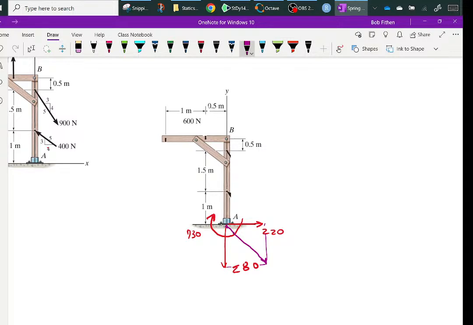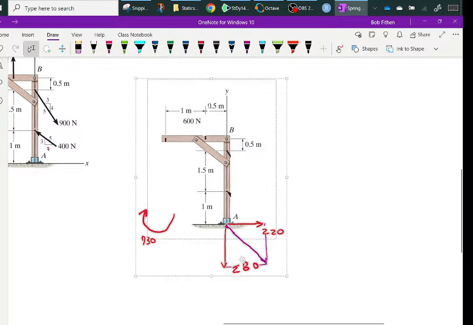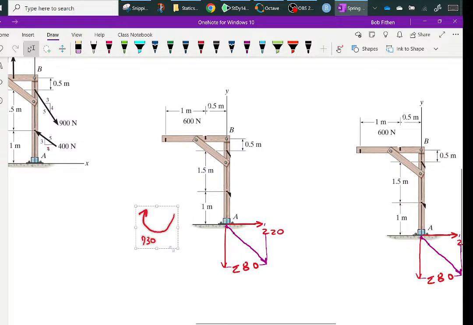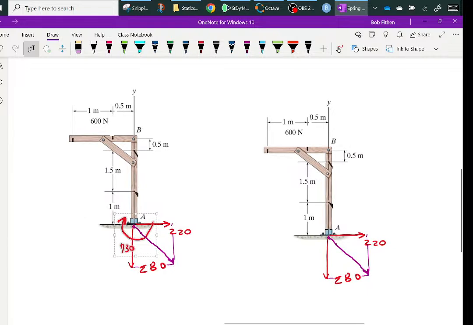How do I do this? I'll take this, move it out of the way, move it up, move that out of the way for a moment. And then I'm going to select the whole thing, do a copy, and put it right next to it. So this, on the right, has to be equivalent to what's on the left.